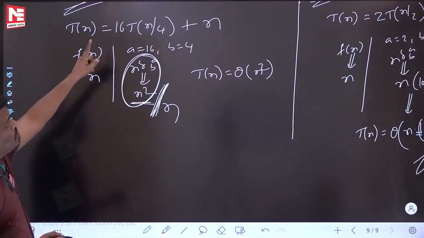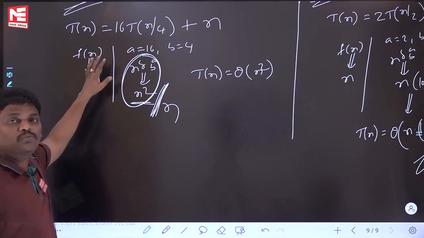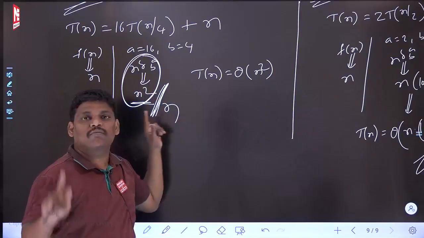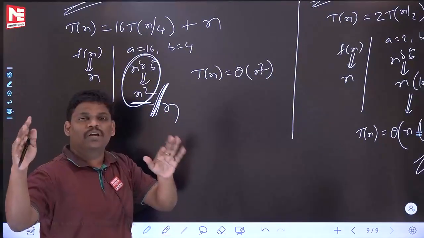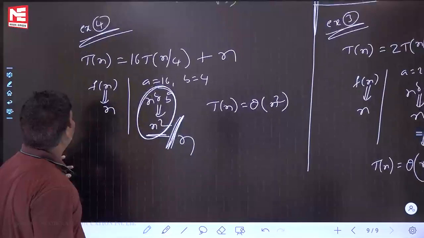If you want to solve this problem using the substitution method, it may take approximately 10 minutes or 5 minutes. But using the master theorem, 1 minute: compare both of them, whoever is greater, that will be the answer. Right? I am thinking that example 4 is also okay.